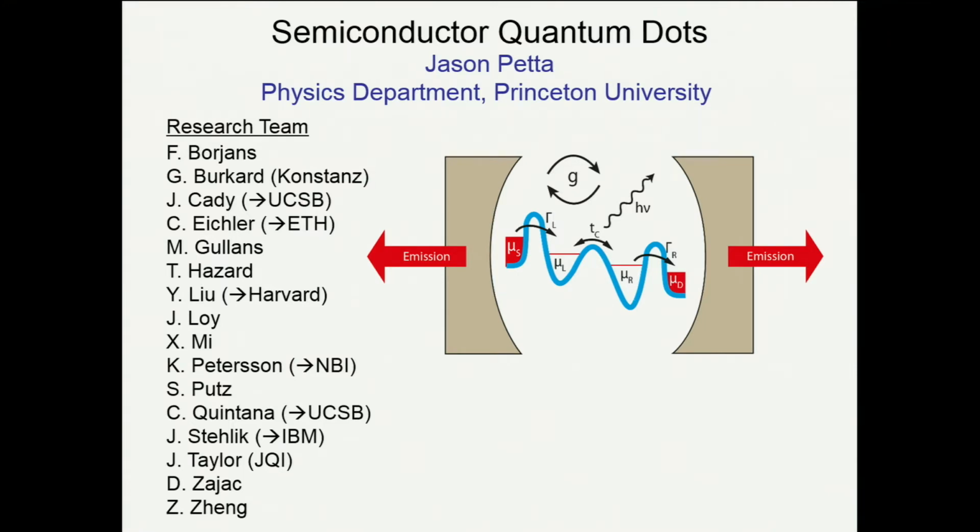This first lecture will be a mix of review and some new results from my research group, but a lot of people have contributed over the past 10 years to the development of quantum dot devices here in my research group. I just want to acknowledge the people who have done the work, and you can see many of them have gone on to really great places and are continuing their careers elsewhere as postdocs.